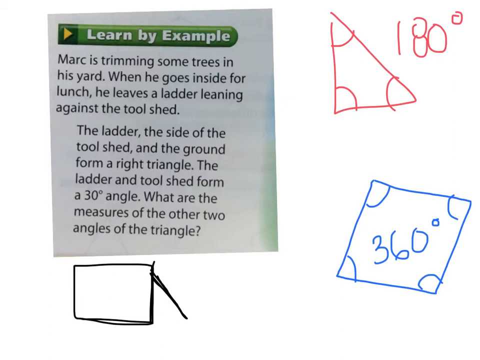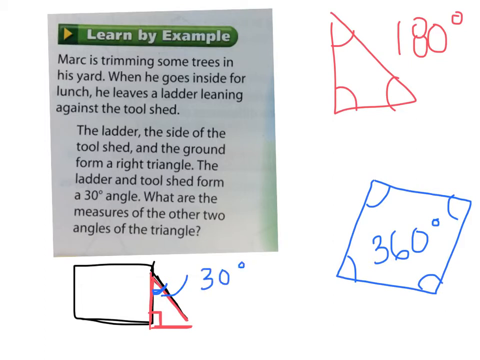Okay? The ladder, the side of the tool shed, and the ground form a right triangle. So it says the ladder, right? That's the ladder. The side of the tool shed and the ground, which is right here, form a triangle, and what kind of triangle? And we can show it's a right triangle by drawing this little mark, right? Okay. The ladder and the tool shed form a 30-degree angle. So this angle right here must be what they're talking about, and that's 30 degrees.